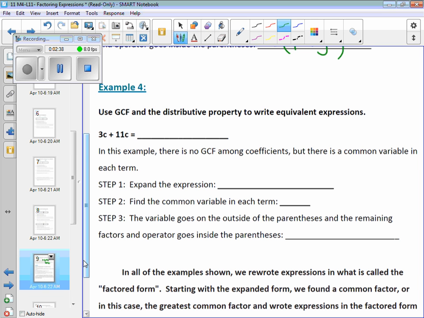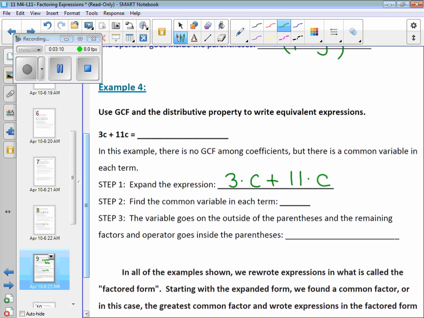Expand 3c plus 11c. And what do you wind up with? Finn, go. 3 times c plus 11 times c. Good. Is there a GCF for 3 and 11? Yes or no? There isn't. The only numbers that go into 3 are 1 and 3, and the only numbers that go into 11 are 1 and 11.